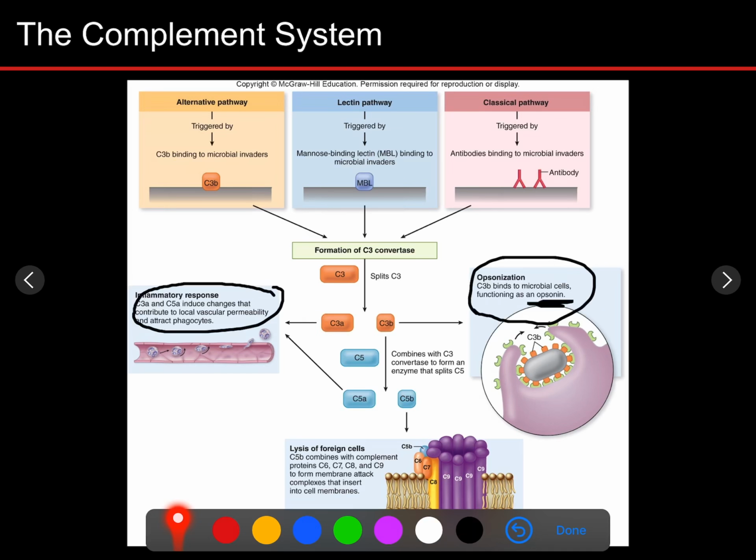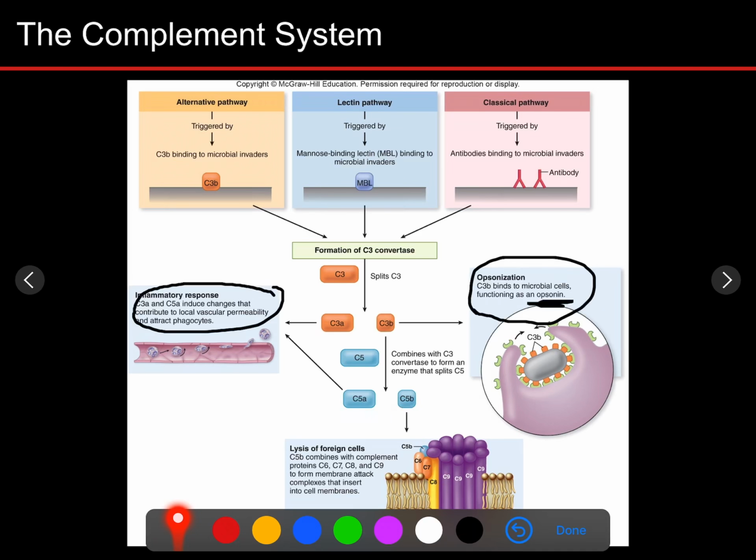So it attracts white blood cells to the area, increasing their concentration so that they can attack all of the bad stuff that's around. Also stimulating the inflammatory response and increasing vascular permeability, just like C3a did. So both C5a and C3a act through the inflammatory response.